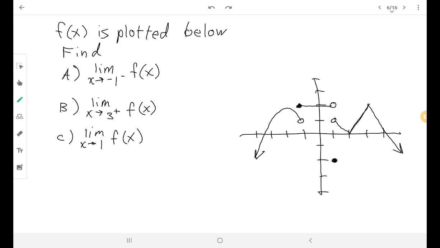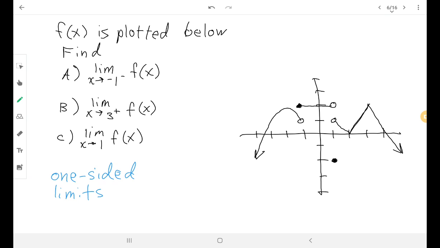Okay? So these are called one-sided limits, okay? And these one-sided limits always exist. One-sided limits exist. No matter what, one-sided limits exist. It's the full limit, the limit itself, that might not exist if you're approaching from the left and right and you're going to get two different values. Okay?